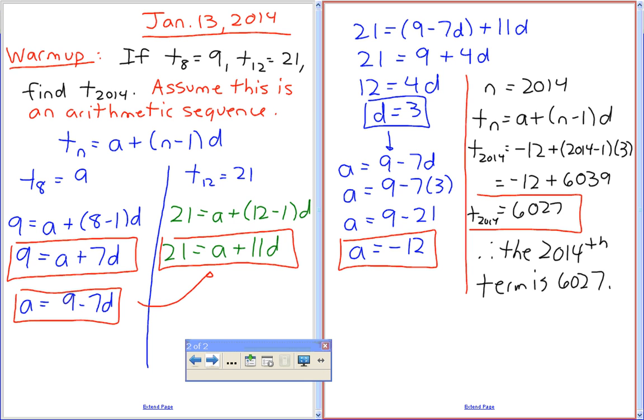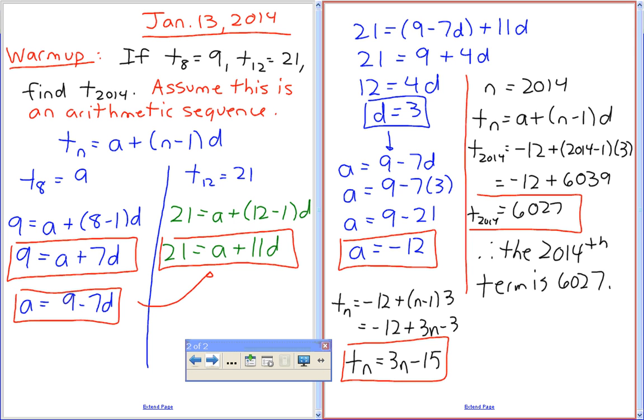Yeah, definitely. So the question is, can you make a general equation? Good, good follow-up here. What would the general equation be for this? Jared, go ahead. Yeah, so Tn equals negative 12 plus n minus 1 times 3, which is negative 12 plus 3n minus 3, 3n minus 15. Whatever's easier for you, right? There's your general equation. Once you have your general equation, just sub in 2014 and you finish. Did that help for number 15, Lucy? Or did that help for number 20?